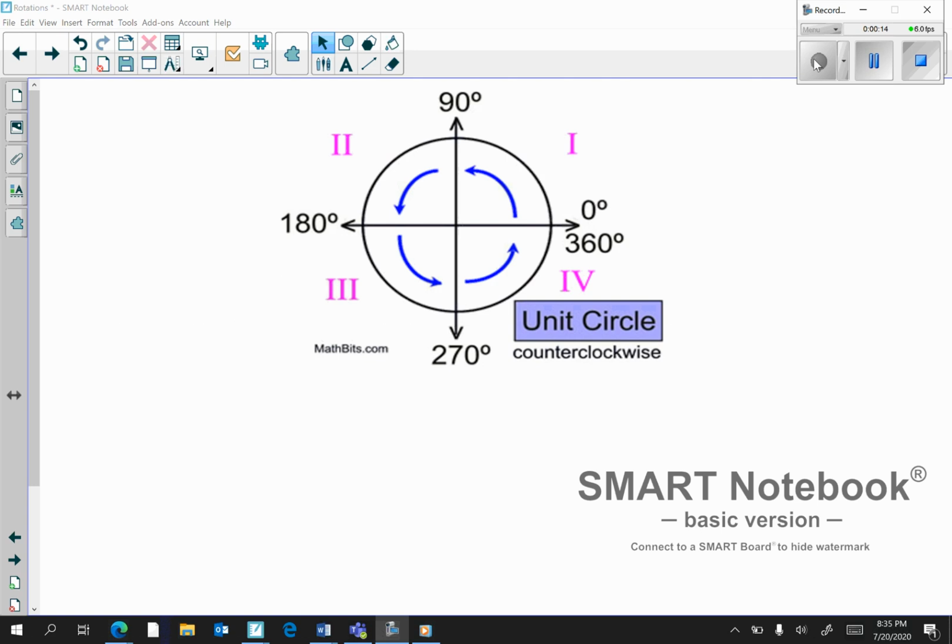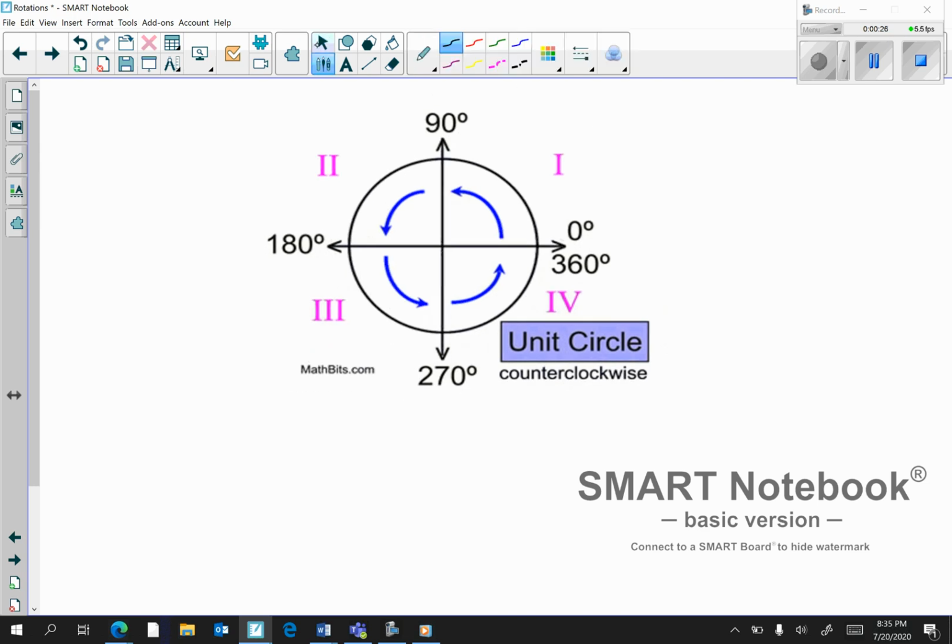Before we get into specific rotations, I want to talk about the unit circle and the labeling of our quadrants. So in our upper right hand quadrant, we have quadrant 1. Then quadrant 2, quadrant 3, and quadrant 4.